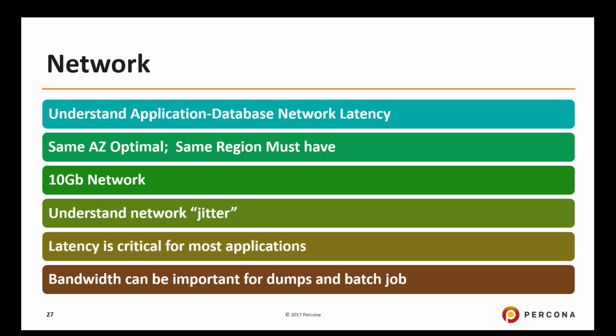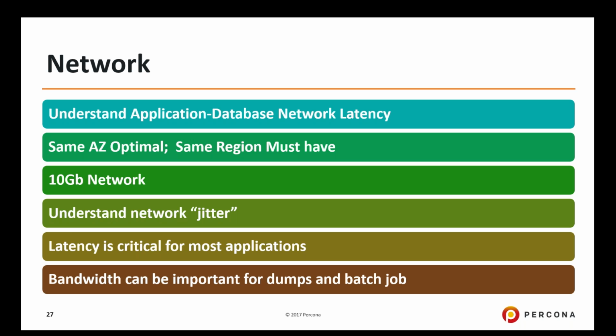Right, so application to the database latency is much more critical, and your application may be much more sensitive to that. As we discussed, same AZ is where those things are going to be optimal, but at least the same region is a must. Now, in a lot of cases, even if you are deploying your database cluster in multiple AZs, you may want to have your application nodes deployed across the same AZs and talking to the local nodes where possible to reduce the latency. You want to make sure there is a 100 gigabit network or 10 gigabit network at least available for you, and also understand the concept of jitter.